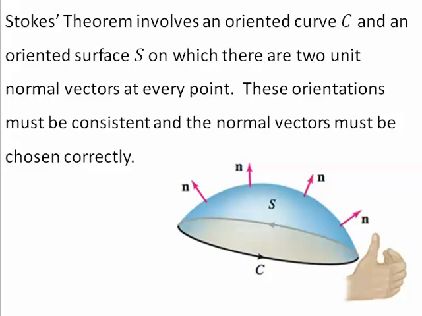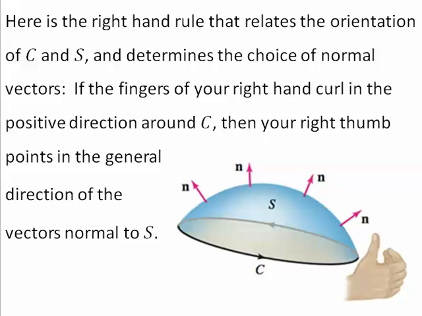So Stokes' theorem involves an oriented curve C and an oriented surface S on which there are two normal vectors at each point. One's going to be pointing up and one's going to be pointing down. So at each point, the normal vector could be either up or down, oriented with the surface. The orientation of the normal vector and the orientation of the curve needs to be consistent. And what we use is a right-hand rule that relates the orientation of the curve and the orientation of the surface and determines the choice of normal vectors.